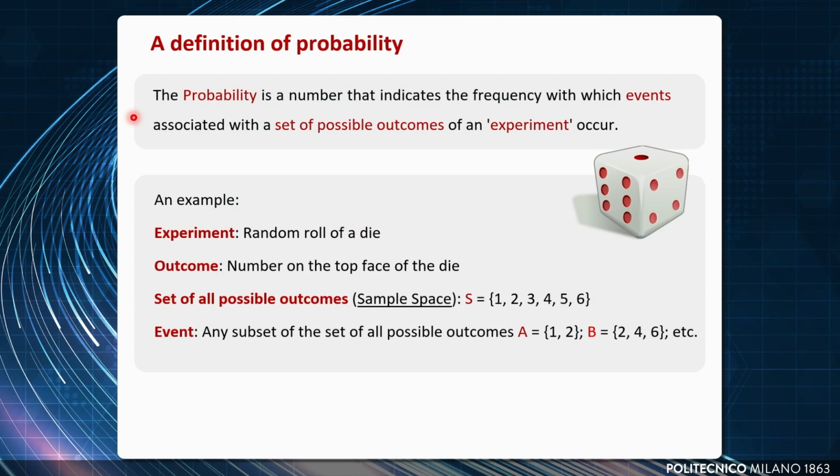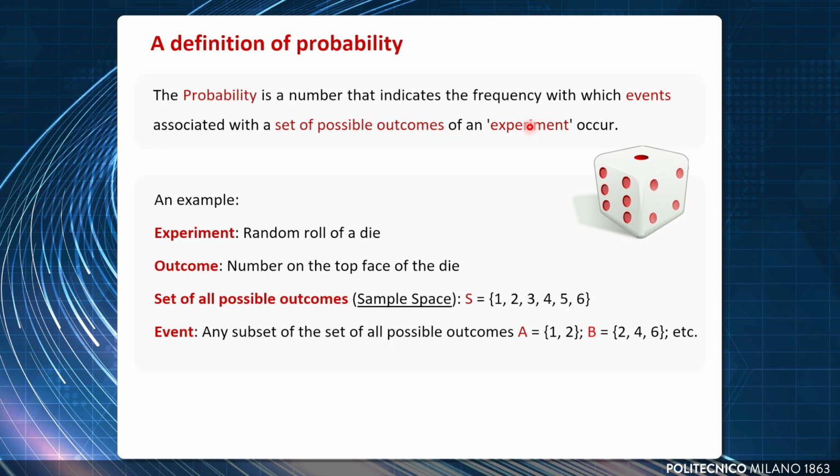Let's see this definition of probability and pay attention to these words emphasized in red because they are important. The probability is a number that indicates the frequency with which events associated with a set of possible outcomes of an experiment occur. Let's read this sentence in reverse order in order to fix the ideas.